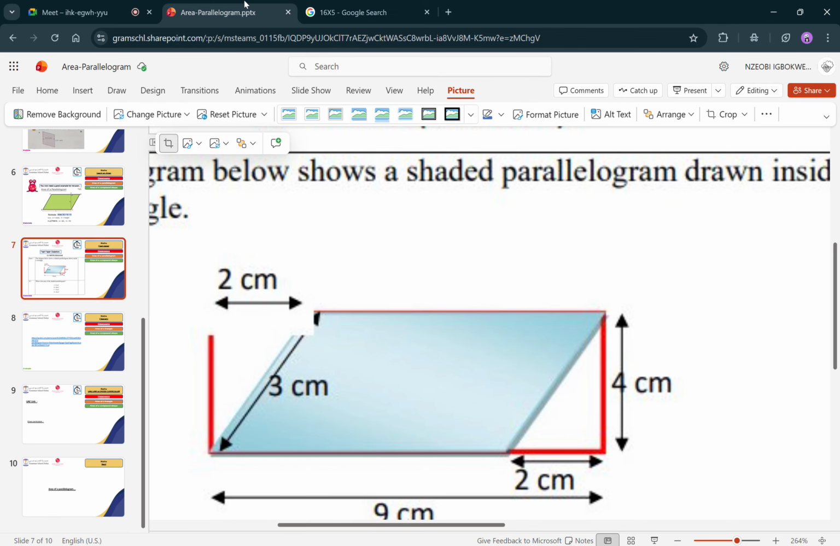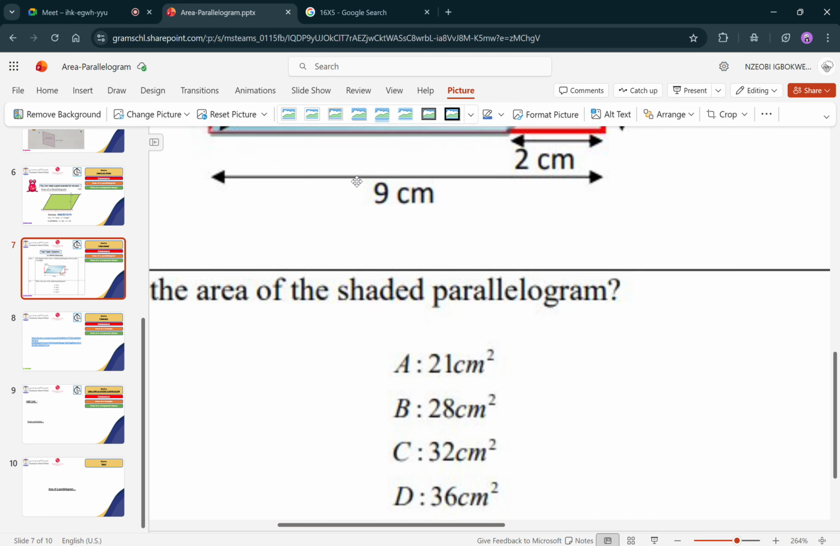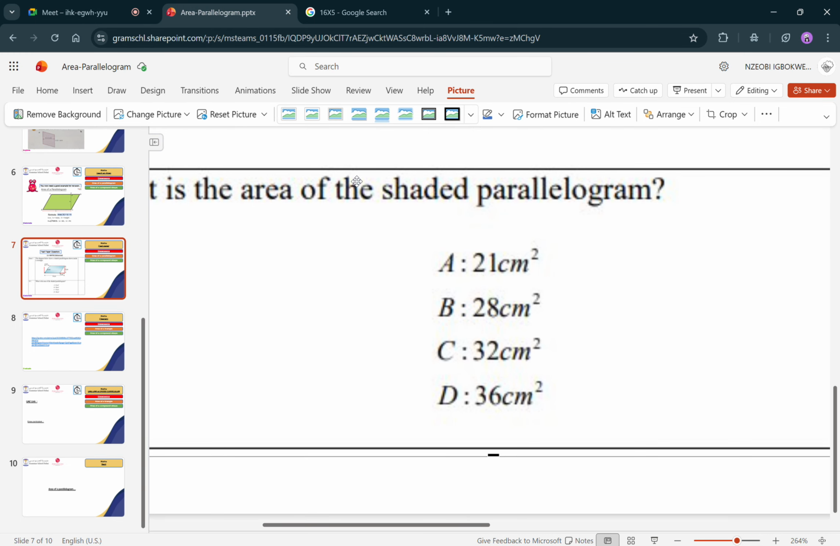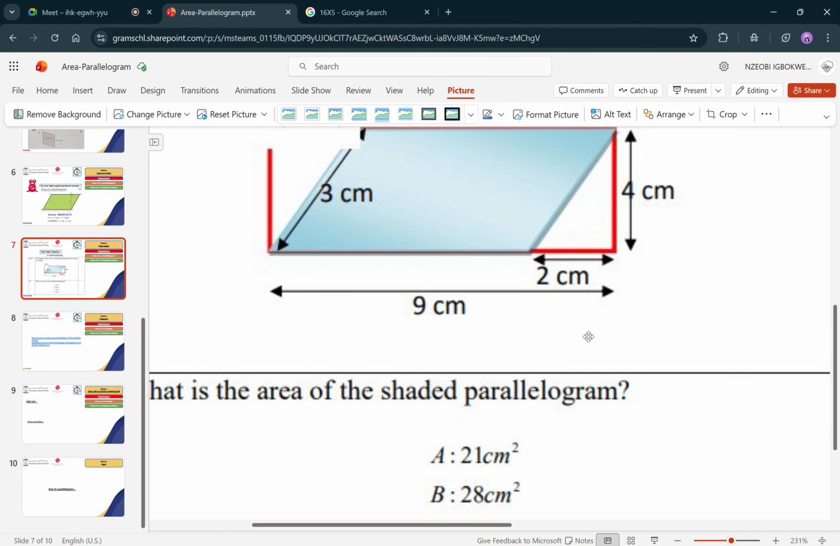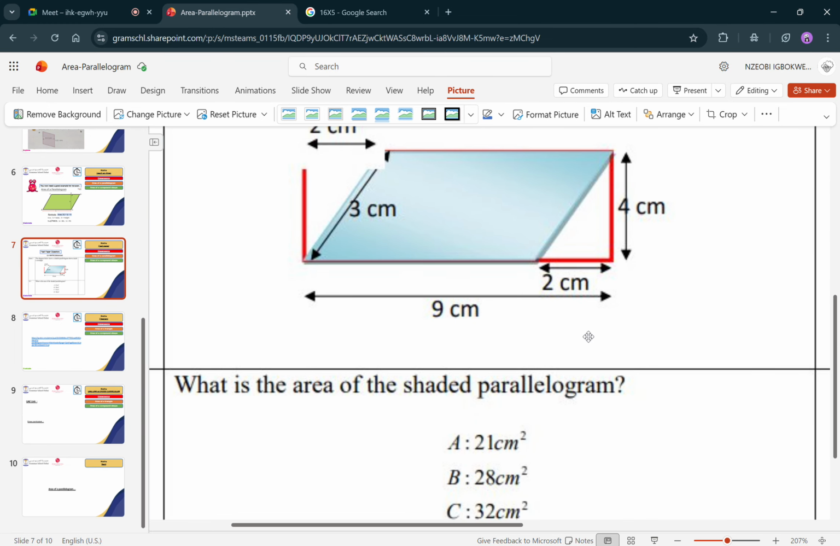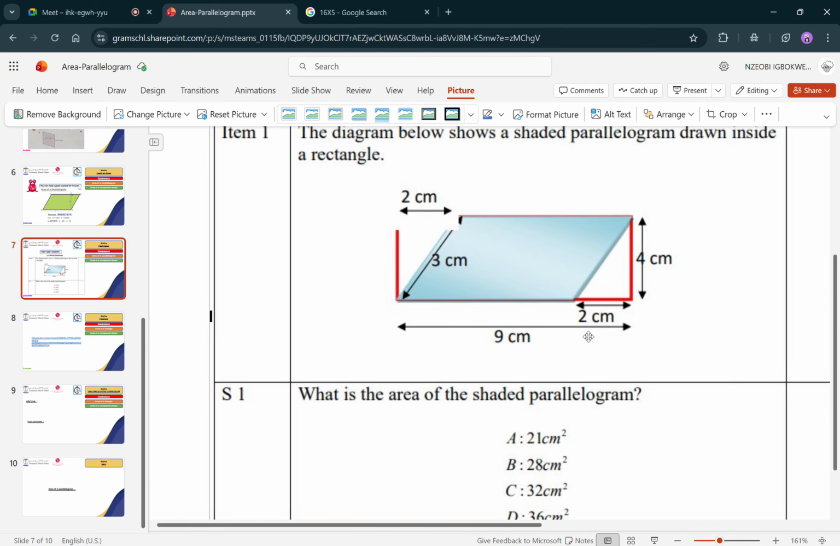And what option is that? The option is B. Good. 28 centimeters squared. So this is how the question is going to be in the exam.